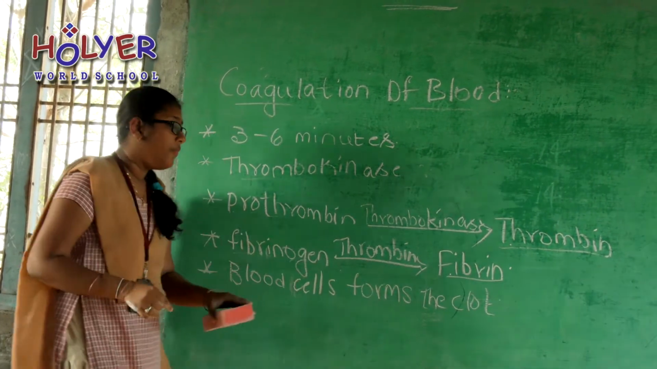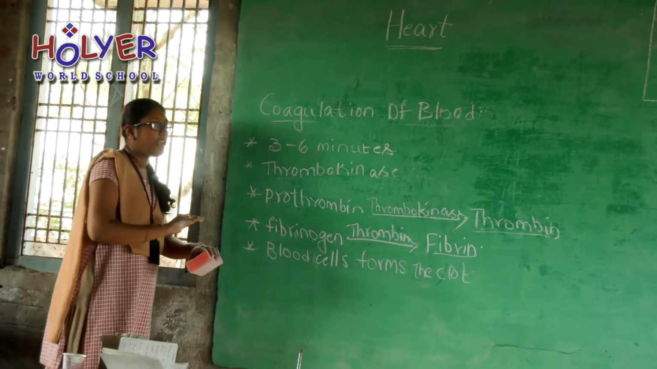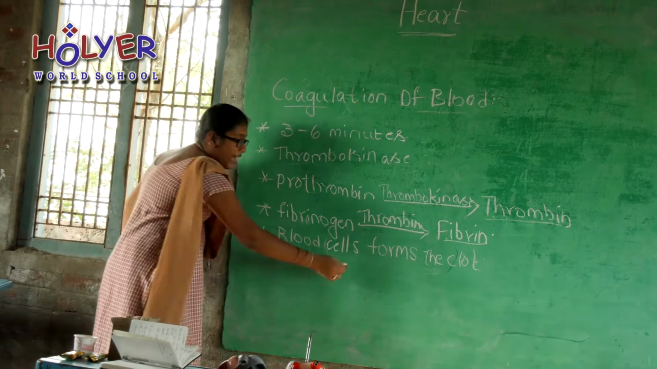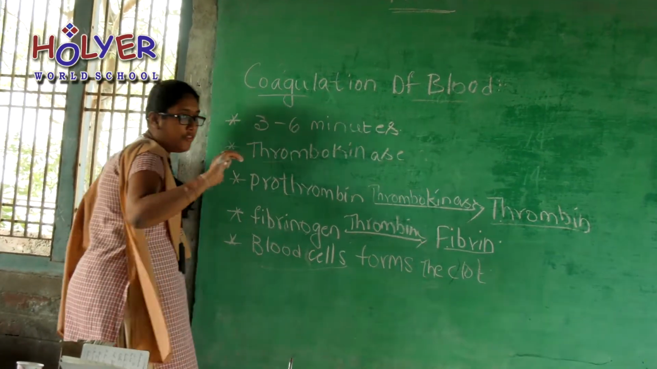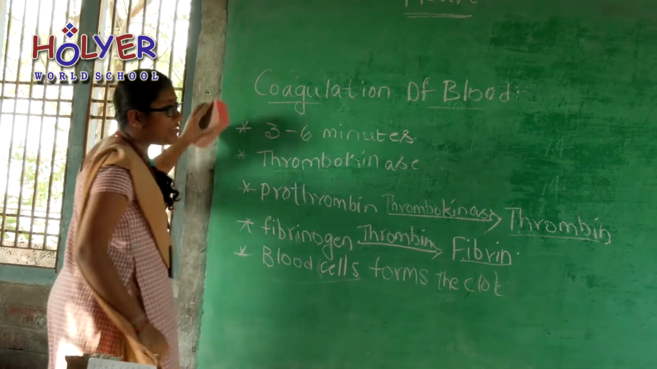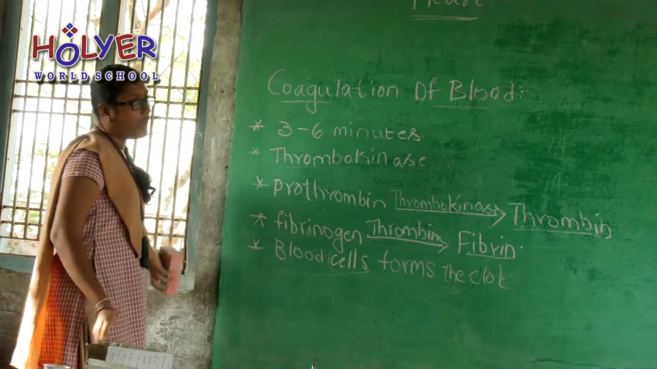This fibrin goes onto the external surface of the vessels and covers those vessels. The blood cells entangle in the fibrin and form a red colored substance called a clot. Hence, our blood is clotted in 3 to 6 minutes.